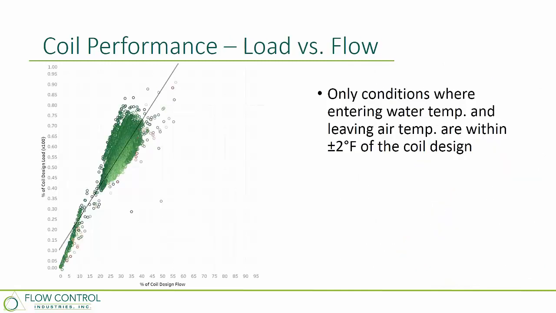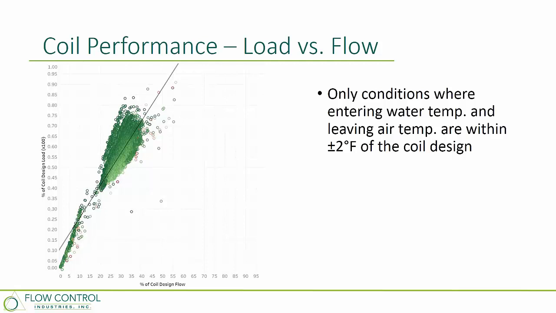So if we go back to that load versus flow graphic, and we filter out a bunch of those parameters where we're operating outside of that design expectation, right? So we narrow it down to look at only conditions where the entering water temperature and the leaving air temperature are within plus or minus 2 degrees Fahrenheit of the coil design. So we're still looking at the full range of load and that operation. We're just trying to narrow it down to say, how does that coil perform under some more controlled conditions?